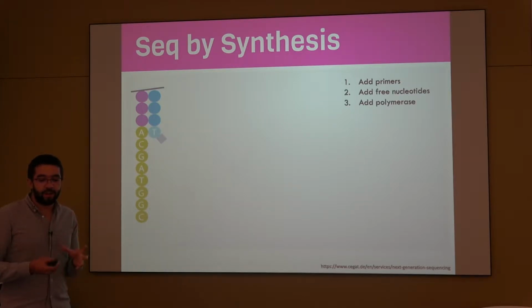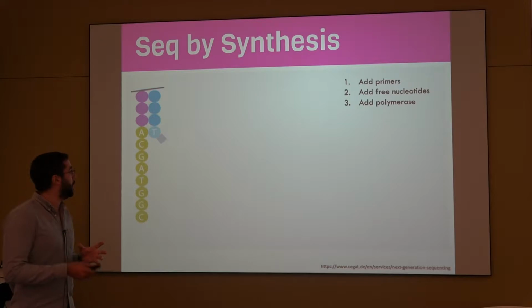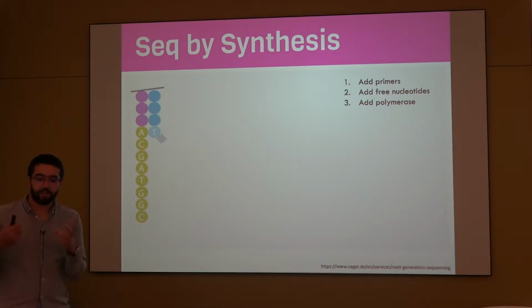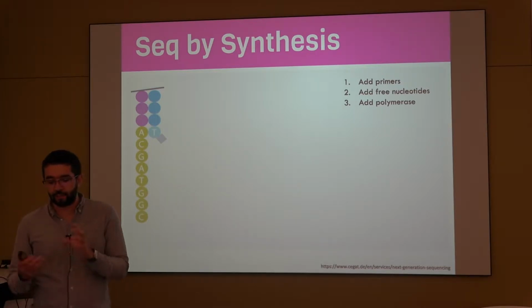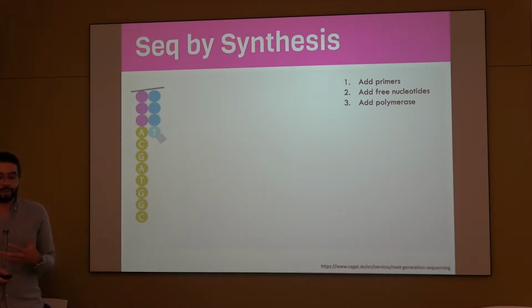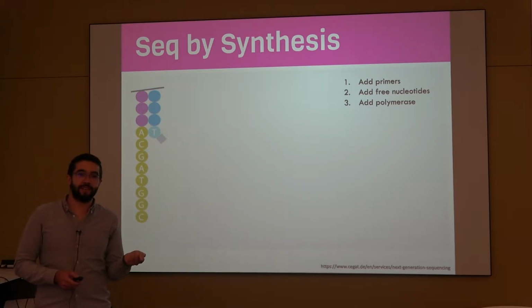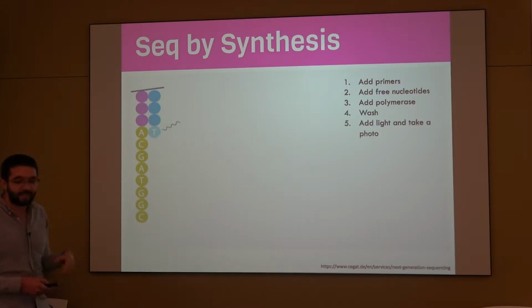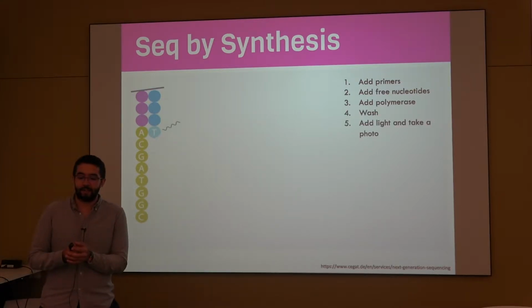And then the free nucleotides can be added by the polymerase once it has this initial fragment of DNA. So the polymerase will come, will find the free nucleotides, will start adding them as they are complementary to the original chain. These nucleotides have a special feature, which is once you add one nucleotide, it stops. So the polymerase stops here, detaches, and then you wash everything away, and then you apply light.